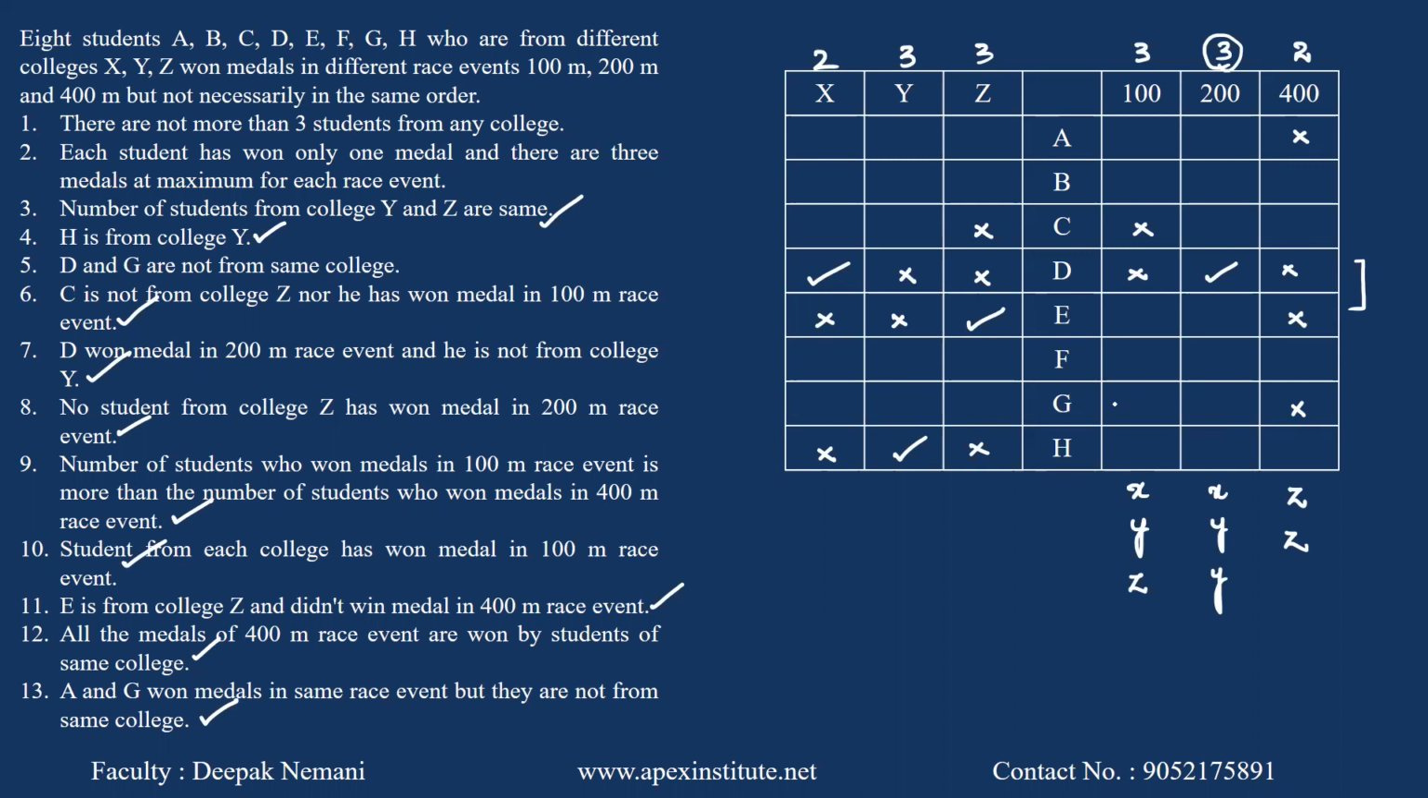Now we have considered this. So what did we miss? So let's reread the statements again. Each student has won only one medal, and there are three medals at maximum for each event. Perfect. Number of students from college Y and Z are the same. Considered. H is from college Y. Okay. So if H is from college Y, I can say that he did not win a medal in the 400 meters race event. Now D and G are not from the same college. Now since D is from college X, G is not from college X.